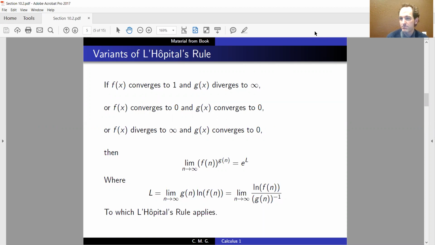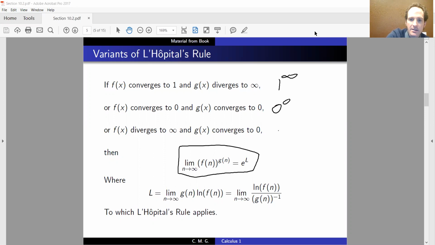The stuff that you're probably less familiar with are some of the variants of L'Hopital's rule. So if I have a function that converges to 1 and my second function converges to infinity, then I'm going to end up with a 1 to the infinity power. That limit can be found, just like a 0 to the 0 would be, and also an infinity to the 0 would be as well. So those three indeterminate forms can be found, limits can be found using this method.